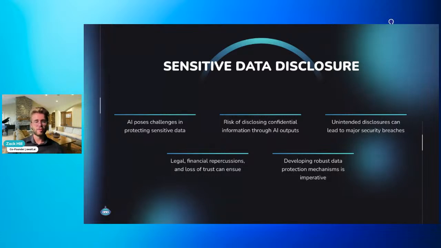So as AI continues to evolve, developing robust mechanisms to protect sensitive information becomes imperative, ensuring that the benefits of AI can be harnessed without compromising data privacy and security.